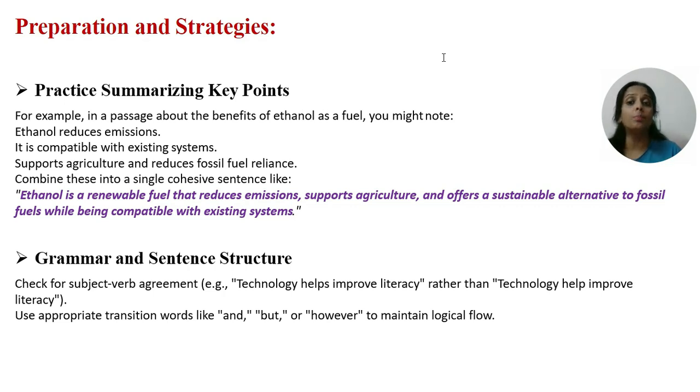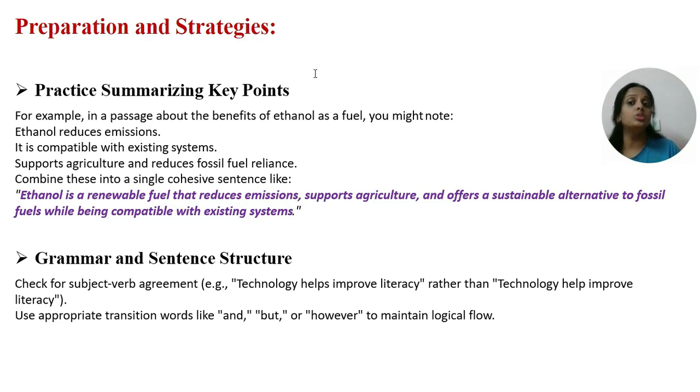Please ensure proper grammar. Use punctuation correctly to separate ideas within the same sentence. For example, ethanol reduces emissions, supports agriculture, and provides a sustainable alternative to fossil fuels. In these examples, if you have seen, we have started with an uppercase letter and ended with a period, and in between it has been separated with commas.